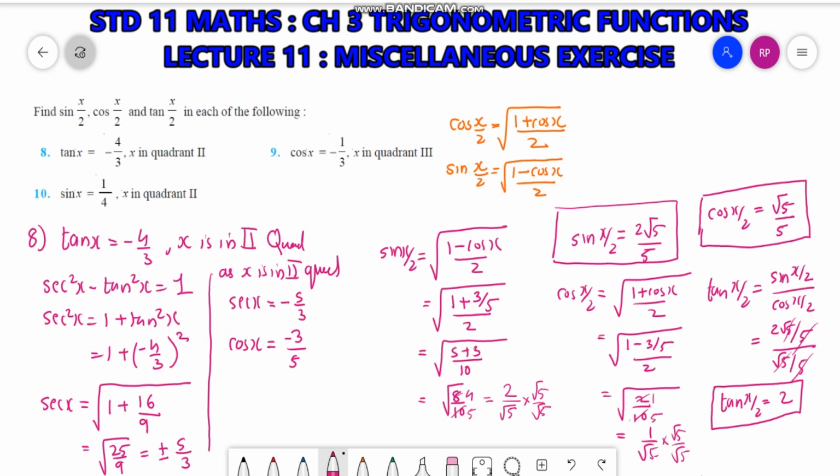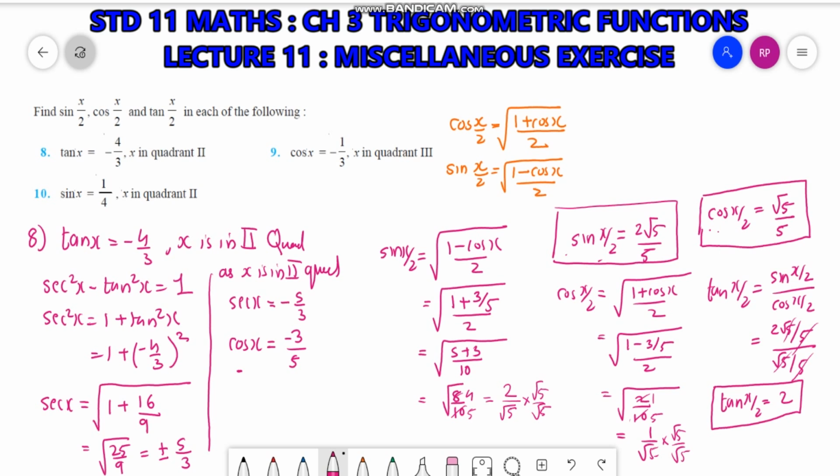Here, so see, remember what I did. First, I found sec x using the formula sec square x minus tan square x. Took its reciprocal, so I got cos x. Now, if I get cos x, I have the formulas for sin x by 2 and cos x by 2. So, using those formulas, I found sin x by 2 and cos x by 2. And taking the ratio of sin x by 2 and cos x by 2, I found tan x by 2.